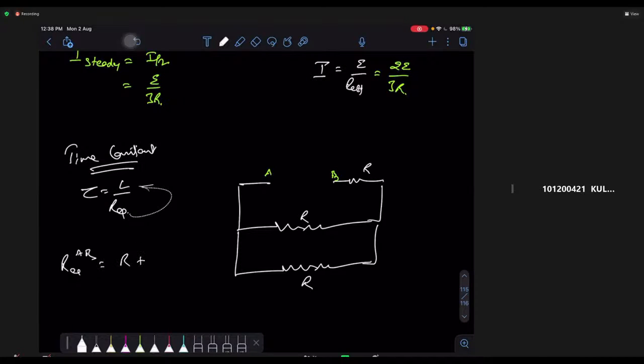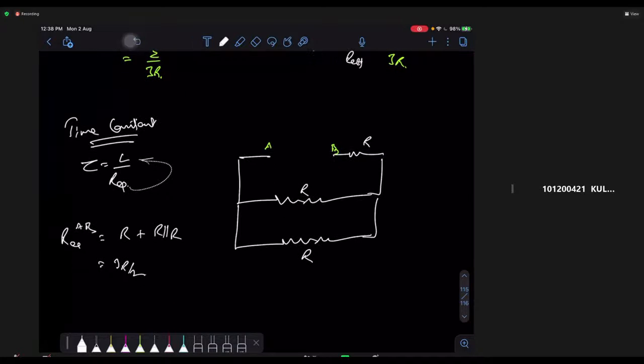So we have R, and two resistances make a parallel combination. These two resistances make a parallel combination, and the third one makes a series combination, right? So two parallel resistances and one series resistance give 3R by 2. So tau is L by R equivalent, so it's 2L by 3R.